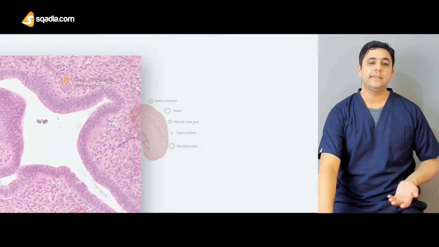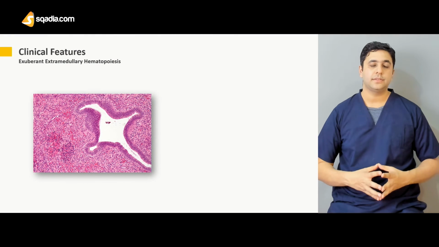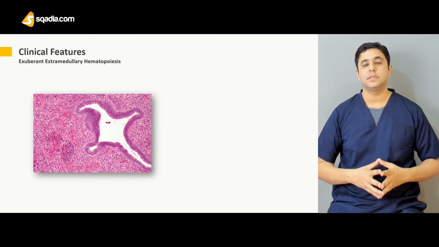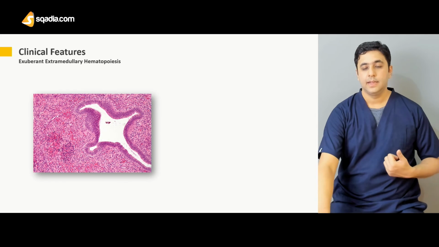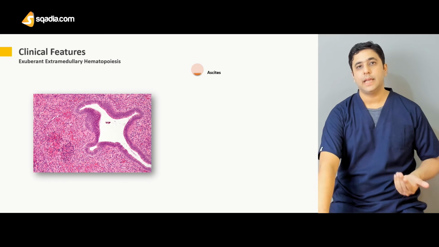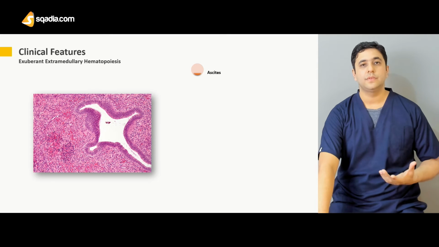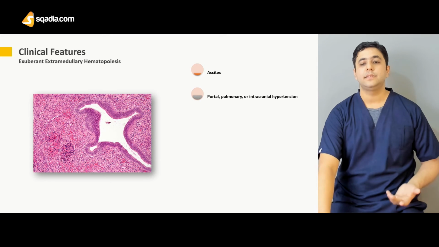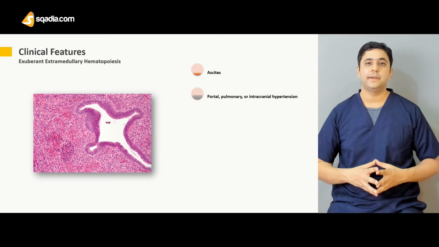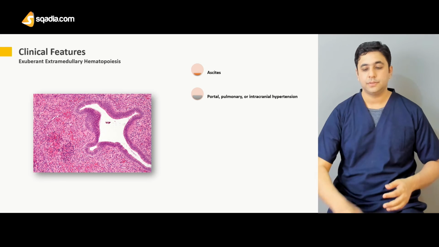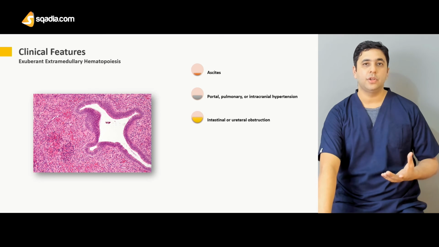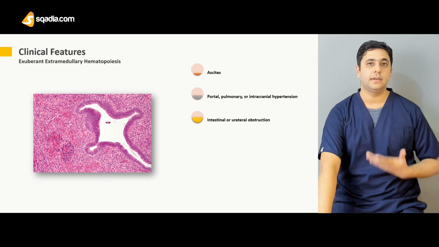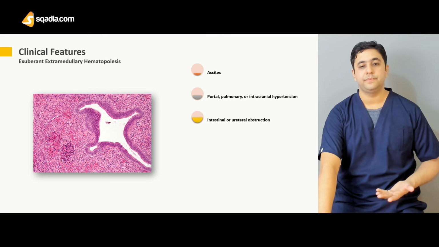Secondarily, because of an increase in the splenic size or because of that exuberant extramedullary hematopoiesis, the spleen or liver enlargement can lead to other types of issues. In the long term, there can be development of ascites because of the splenic enlargement. Similarly, certain types of hypertension, like portal hypertension or pulmonary or intracranial hypertension, can develop in these patients. Patients also present to us with intestinal or ureteral obstruction. This can be because of a mass effect of a large organ, a large liver or a large spleen.